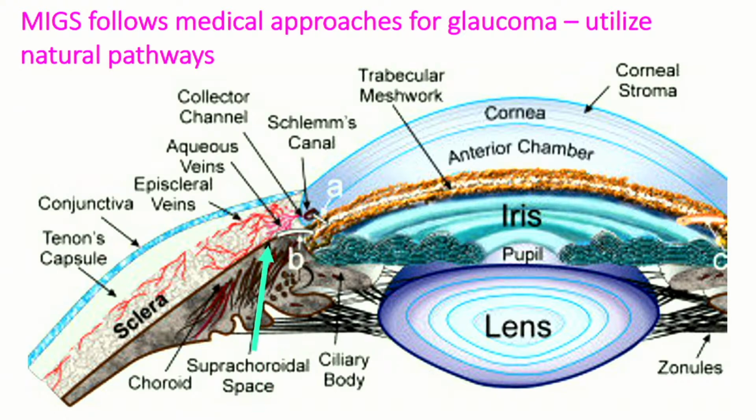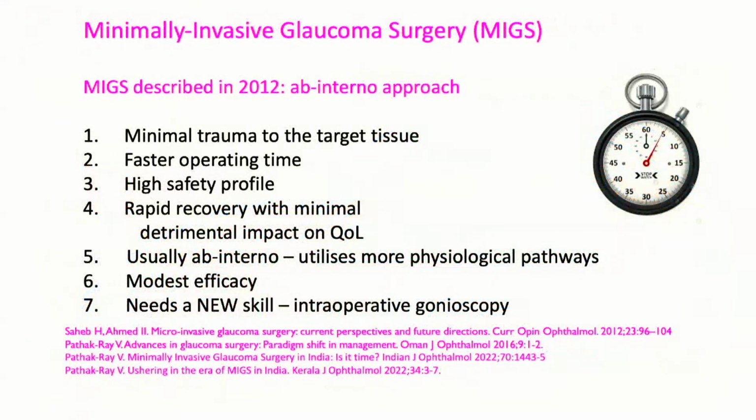Like medication, they utilize the natural pathways. So they're mostly from inside the eye, ab interno. They are not utilizing subconjunctival drainage other than the MIGS plus devices. I will show you the categorization. They cause minimal trauma to tissue. They are faster, safer, with rapid recovery. From the patient point of view, very important, almost like phaco.